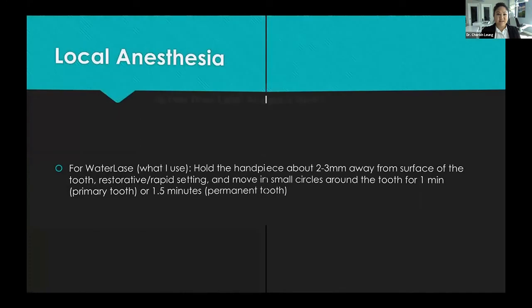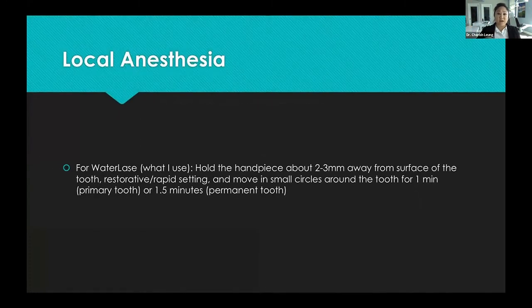So for local anesthesia, what is recommended is that you hold the handpiece about 2 to 3 millimeters away from the surface of the tooth. That's almost double what you would hold for the tooth preparation. So you're not preparing the tooth. You're going to use a restorative, rapid setting and move in small circles around the tooth for a minute for deciduous teeth, and 1.5 to 2 minutes for an adult tooth. That's going to give you some local anesthesia for the tooth.